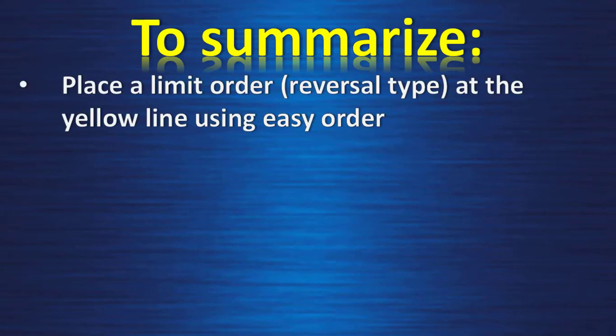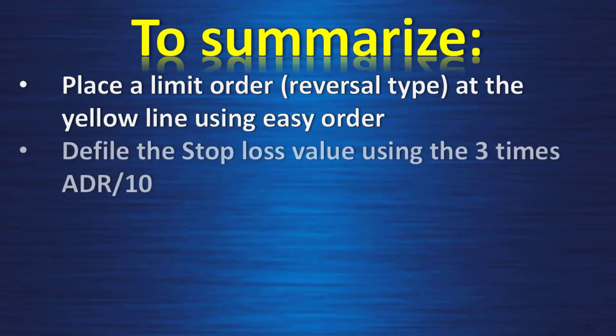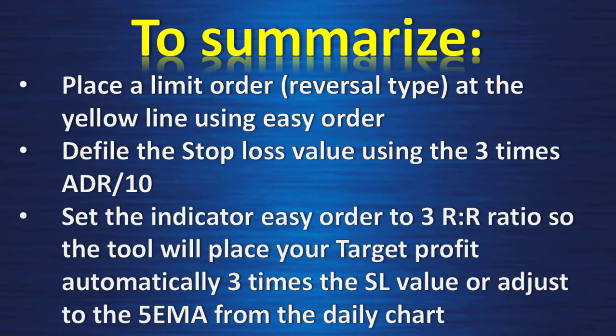Then you place your limit order, reversal type, at the yellow line using Easy Order. You define the stop loss value using the 3 times ADR divided by 10. You set the indicator Easy Order to 3 risk reward ratio, so the tool will place your target profit automatically 3 times the stop loss value, or if you prefer the 5 daily EMA as a target profit, you will set it manually.